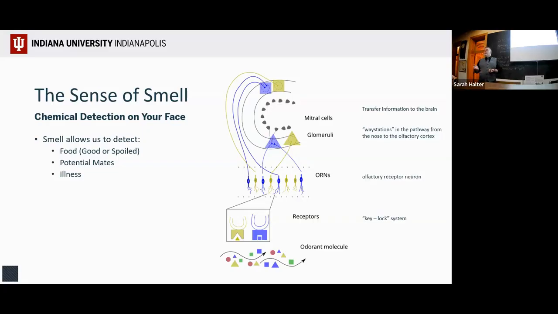We detect potential mates. There's a whole segment of research on human pheromone recognition. And so they've done experiments where people recognize each other by smell. Illness. So if you've ever smelled someone's breath, if they have a respiratory illness, you can actually detect the presence of that illness based on the smell. So there's all sorts of things going on here that are huge driving forces for our sense of smell to be highly attuned.